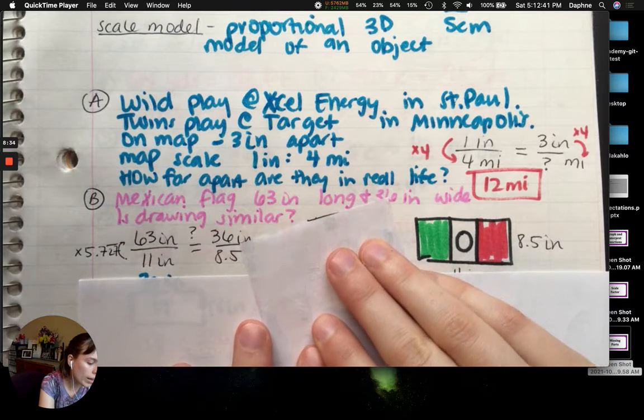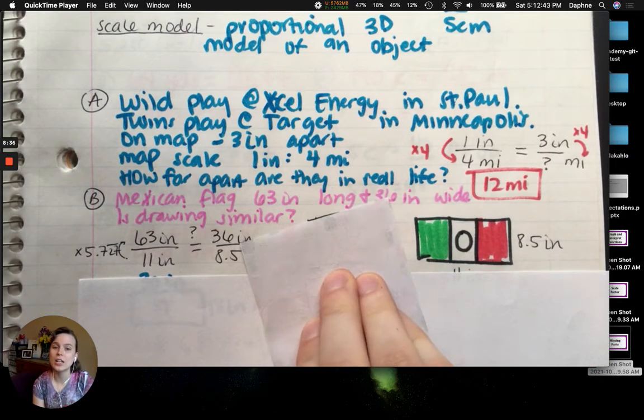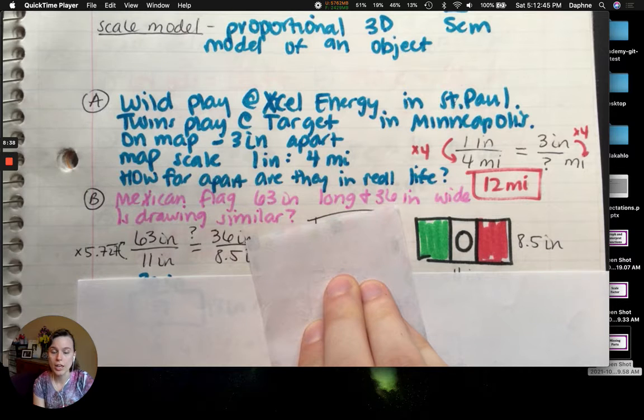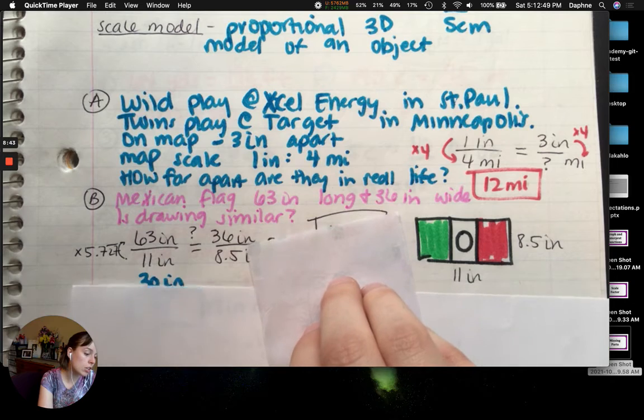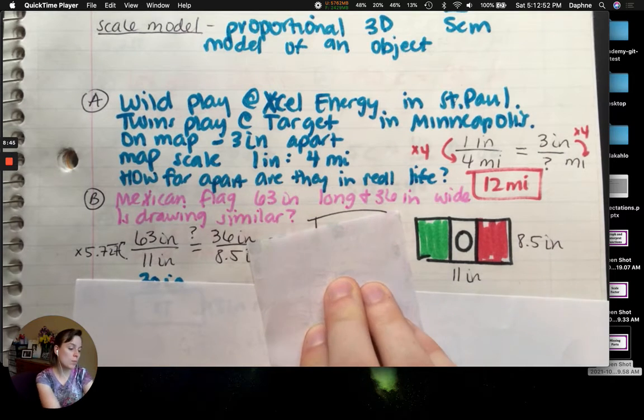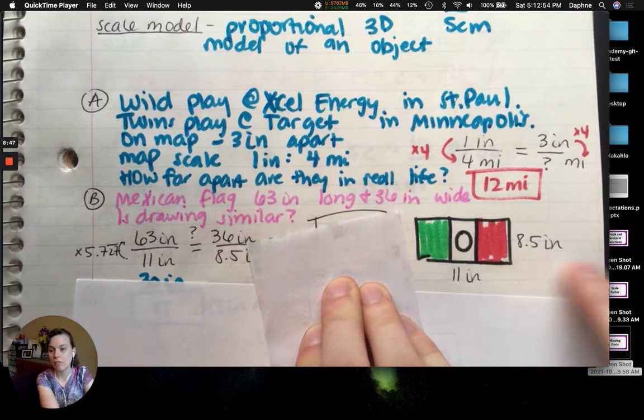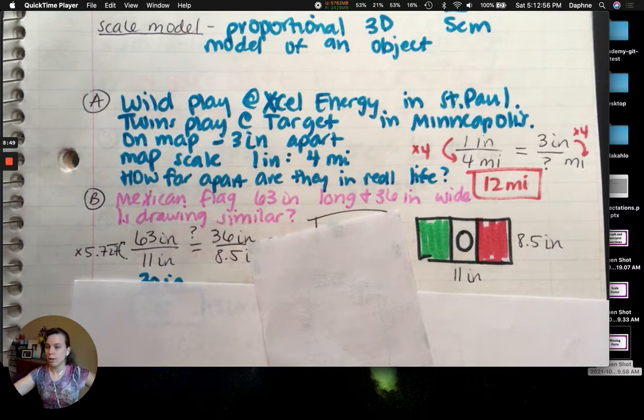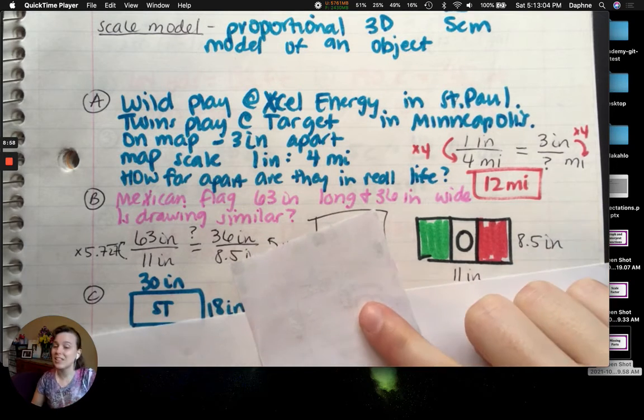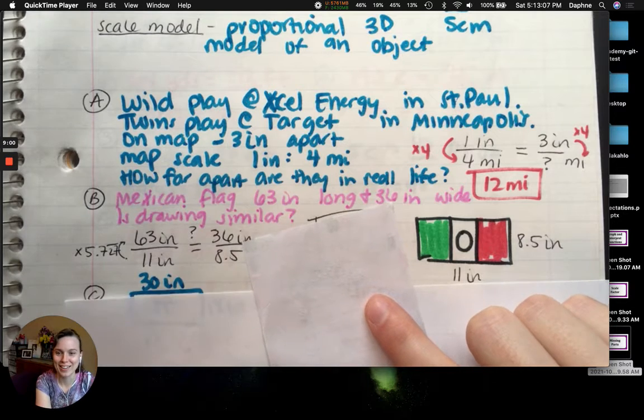There we go. Okay, so the Mexican flag is 63 inches long and 36 inches wide, and I want to know, is the drawing that is over here similar to that flag? So this was a piece of paper, 11 inches by 8.5 inches. So on a piece of paper, printer paper, normal paper, we drew the green, we drew the white, we drew the red, and we drew in the middle the eagle with the olive branch and the snake, which is represented by my circle because I'm not going to draw it that detailed.